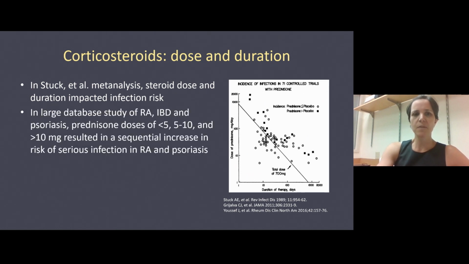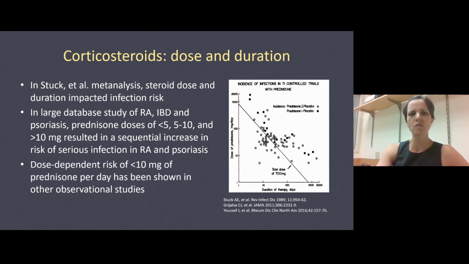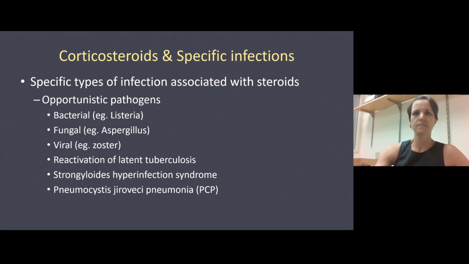That being said, since it's a very old study, large database studies looking at RA, IBD, and psoriasis have found that there's a difference in infection risk between less than 5 milligrams of prednisone per day, 5 to 10 milligrams of prednisone per day, and then greater than 10 milligrams. And it increases your risk sequentially based on the steroid dose. Also, the dose-dependent risk of less than 10 milligrams of prednisone per day has been shown in other observational studies. So even baby doses of steroids probably matter.